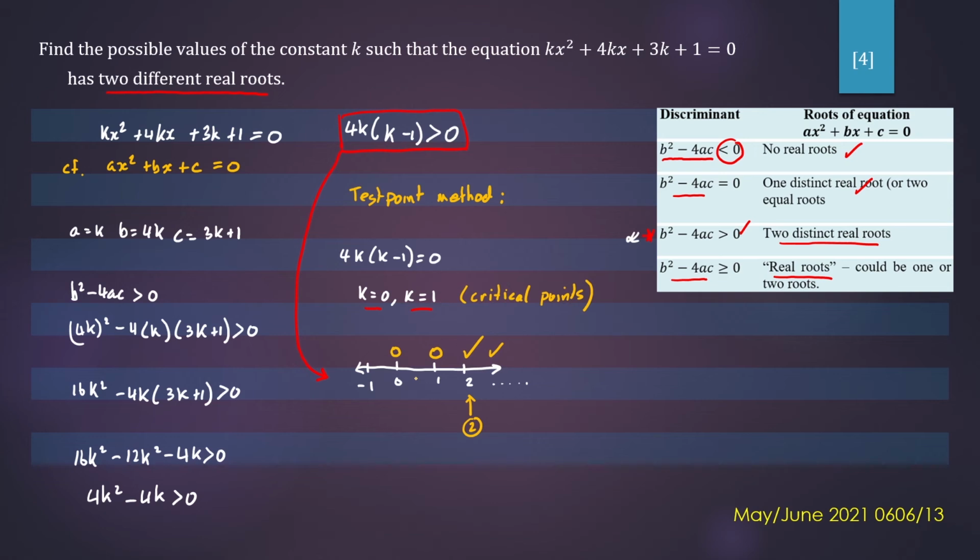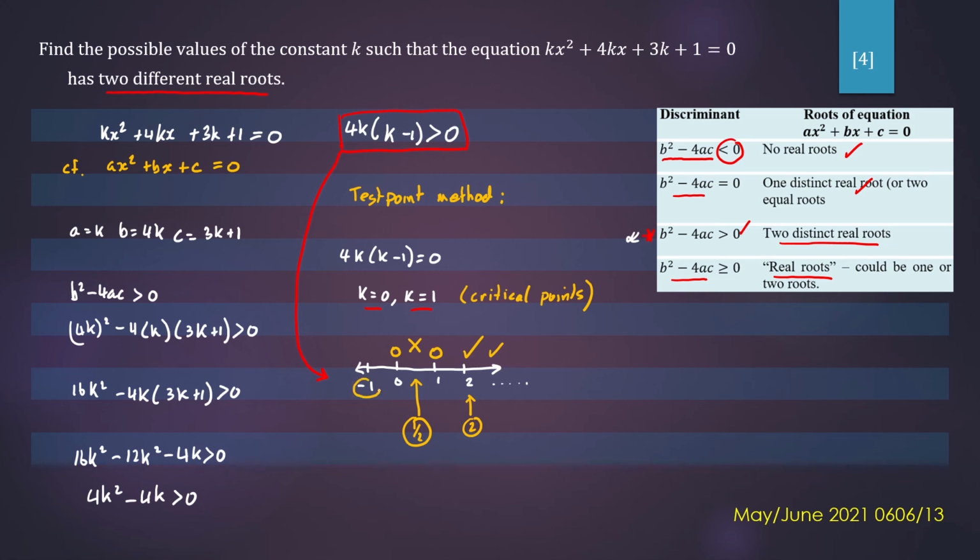So let's try a number in between 0 and 1, in between the critical points. So let's try a half. So put half into your inequality. We'll have 4 times a half times a half minus 1. Greater than 0 or not? 4 times a half is 2, times half minus 1, negative a half, which is negative 1. Negative 1 greater than 0. That's going to be false, isn't it? That's not true.